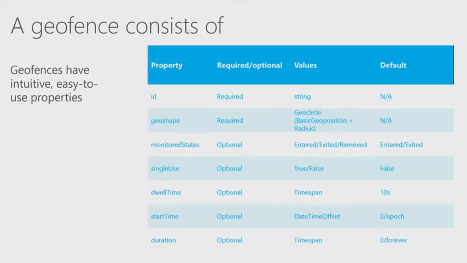Start time allows you to create fences that start at a future time, and duration allows you to specify when a fence should expire and be automatically removed by the system. Now, if you've set up for the removed monitored state, when a fence expires and is removed, you would also be notified in that case.